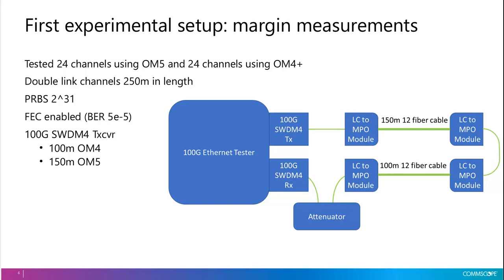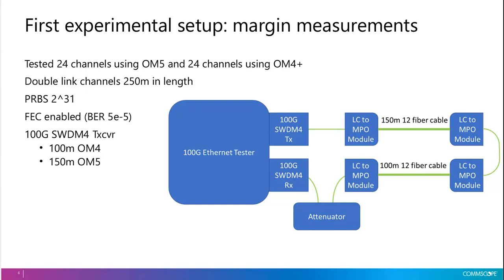The 100G SWDM4 transceivers, which are commercially available, were driven by a 100G Ethernet tester that had forward error correction, or FEC, enabled. The FEC limit for SWDM4 is a BER of 5e to the minus 5. If the total BER is below that, we should be able to correct all of the errors and have error-free transmission.